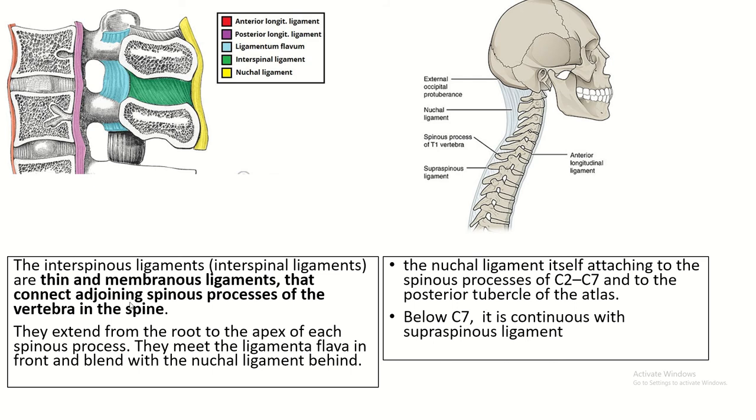The other ligament connecting the cervical vertebrae is the interspinous ligament. It is a thin and membranous ligament that connects adjacent spinous processes of the vertebrae in the spine, and they attach with the ligamentum flava and also the ligamentum nuchae. This is the ligamentum nuchae. It extends from the external occipital protuberance up to cervical 7. Beyond cervical 7 it continues as the supraspinous ligament.